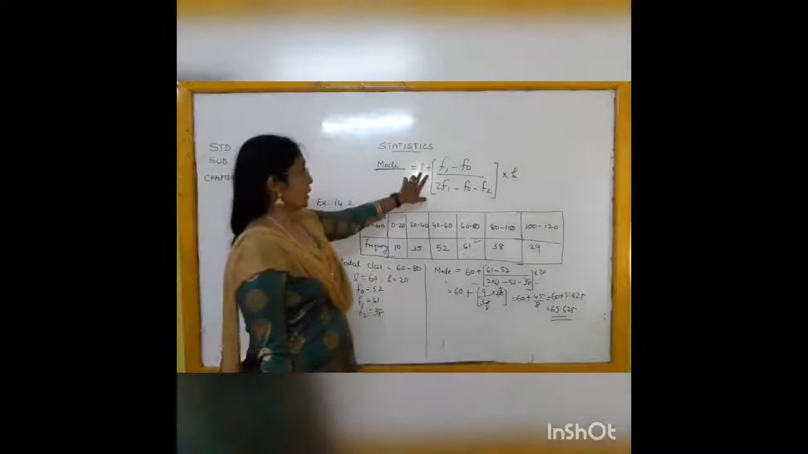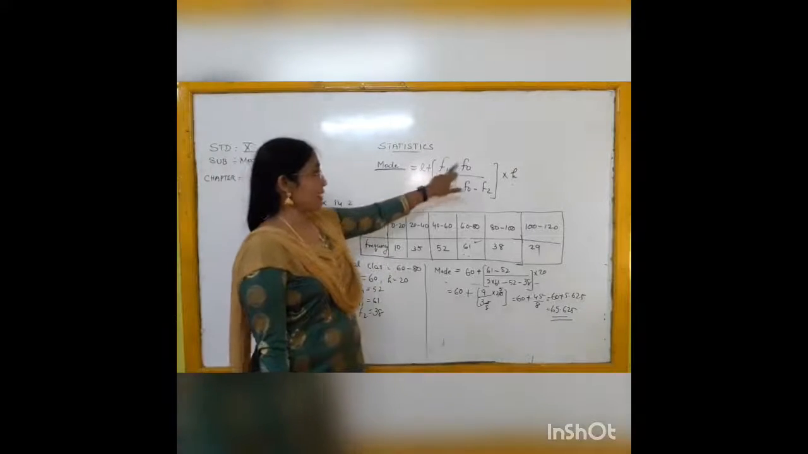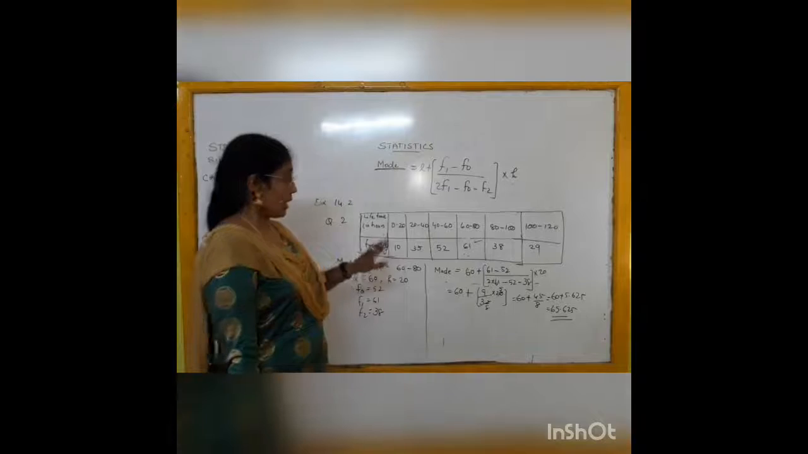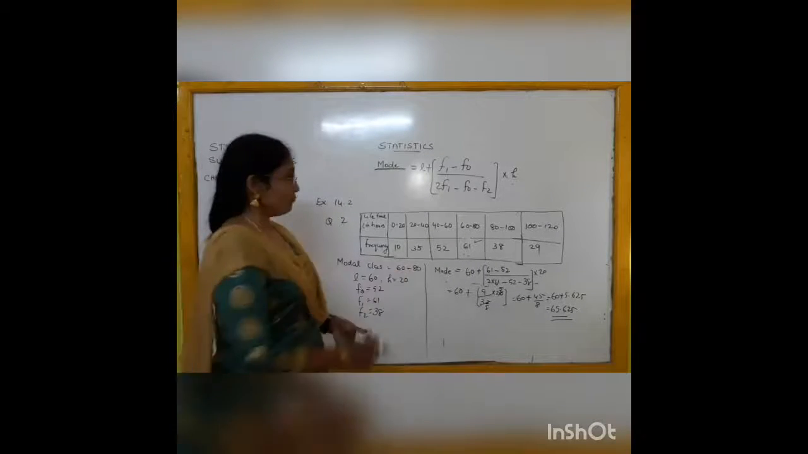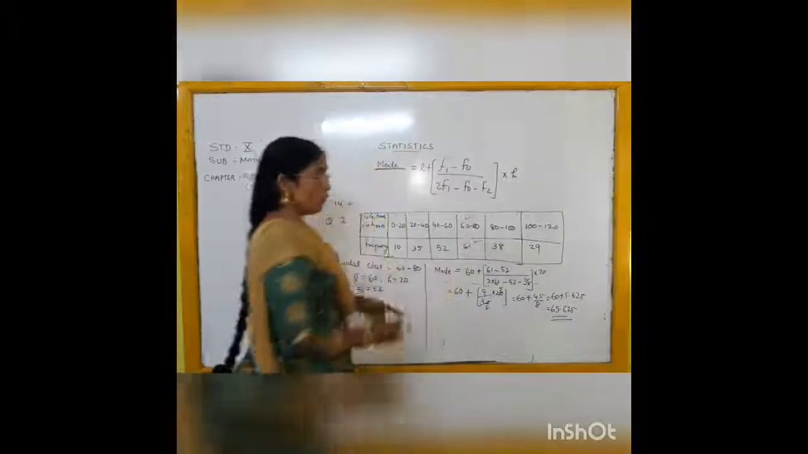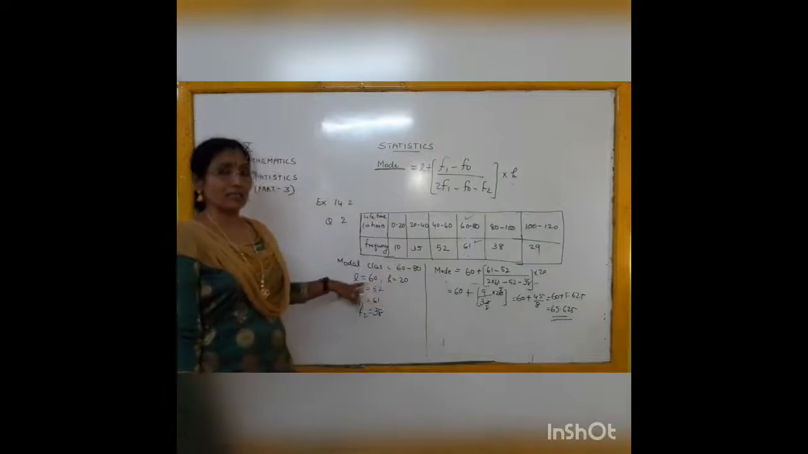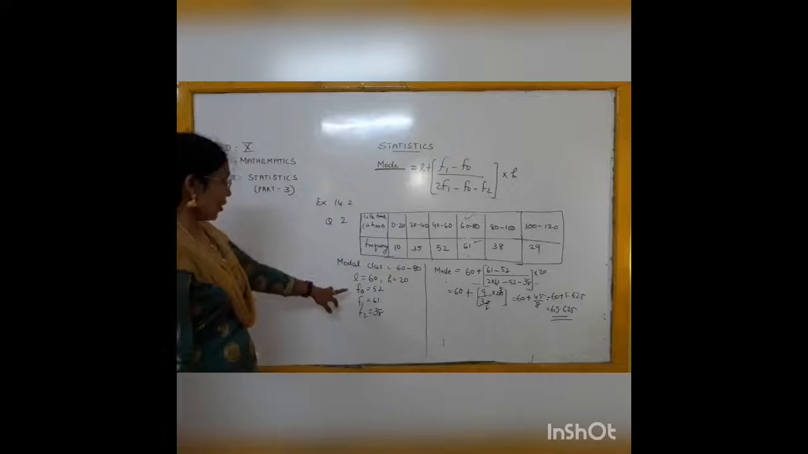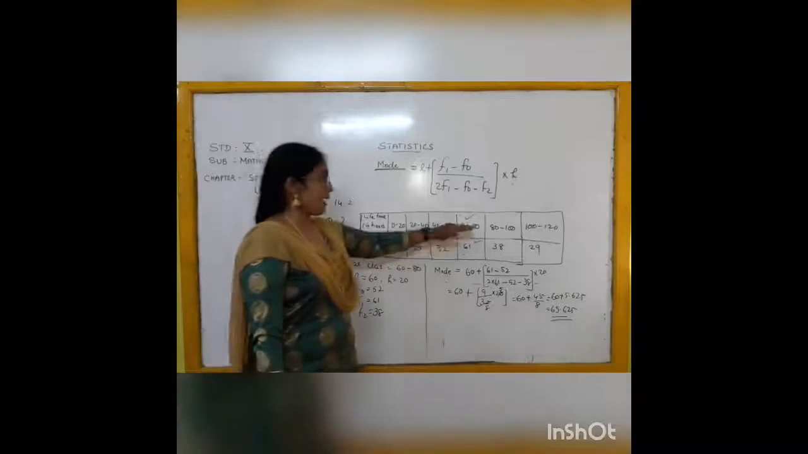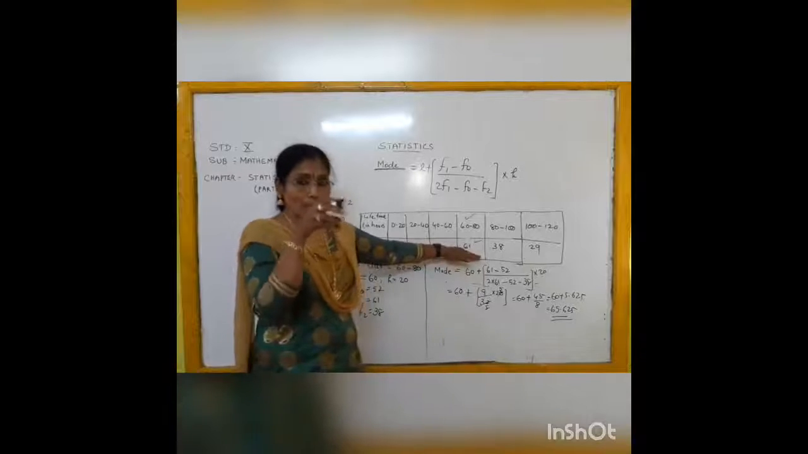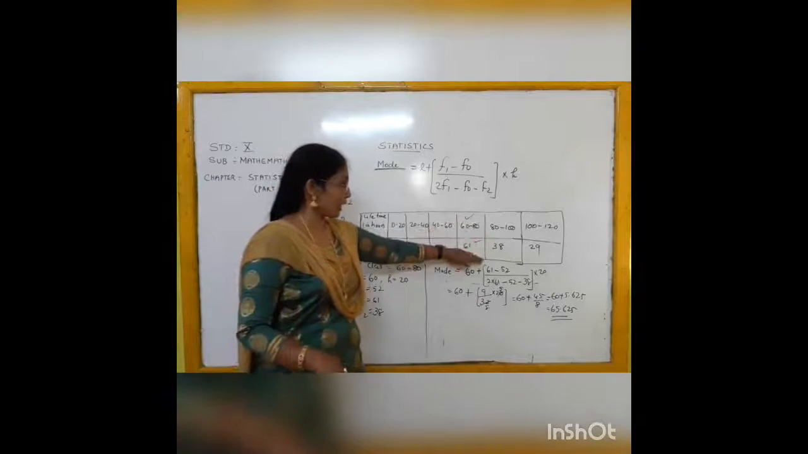Now the various values, that means L, F1, F0, F2, you have to find out. L means the lower limit of the modal class. The modal class you already got, which is 60 to 80. So the lower limit of the modal class is equal to 60. Now, what are F0, F1, F2? I already mentioned that F1 means the frequency of the modal class. Which is the frequency of the modal class?